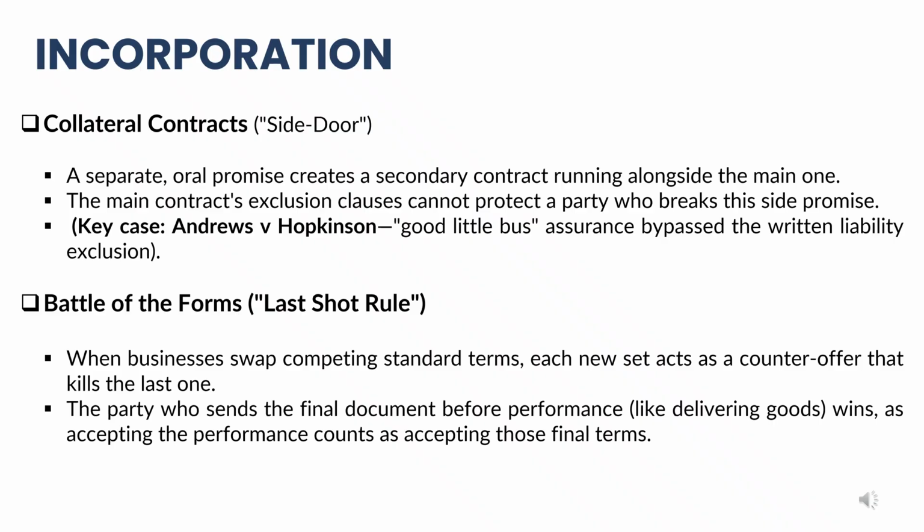This principle can be seen in Andrews v. Hopkinson from 1957. In that case, a car dealer gave a specific assurance about the quality of a vehicle, describing it as a "good little bus." The court treated this statement as a collateral contract. As a result, the buyer was able to sue based on that separate promise, even though the main finance agreement attempted to exclude liability. Collateral contracts therefore show that courts may sometimes bypass exclusion clauses where a clear and separate promise has been made. The second concept is the battle of the forms.